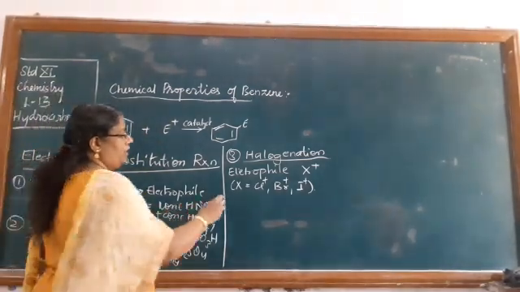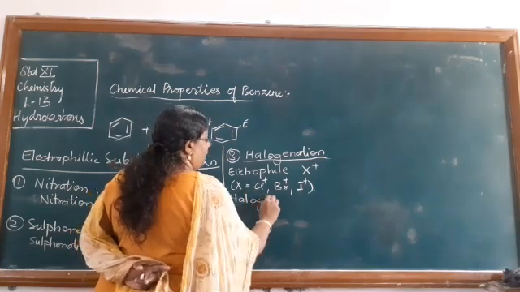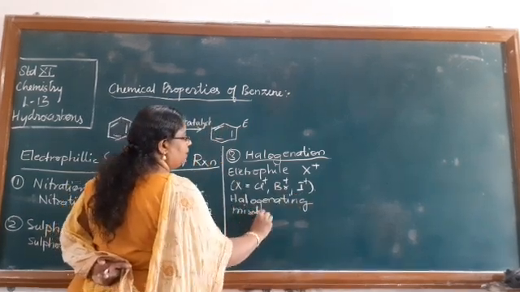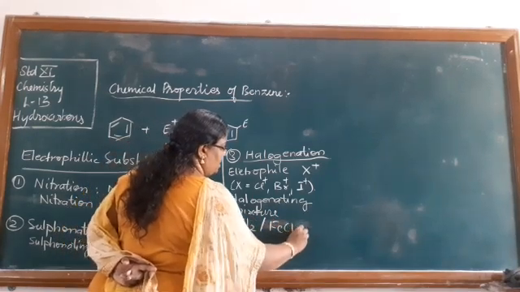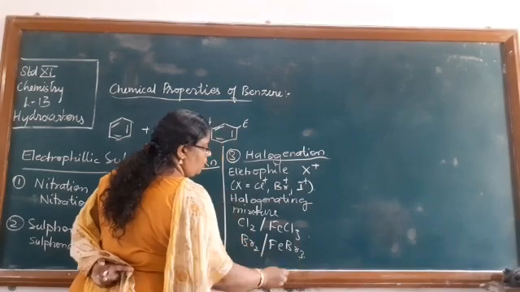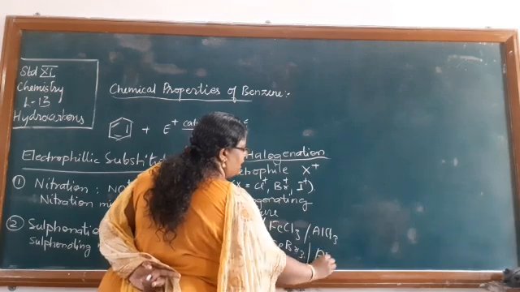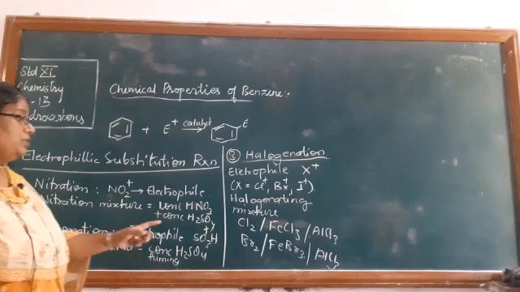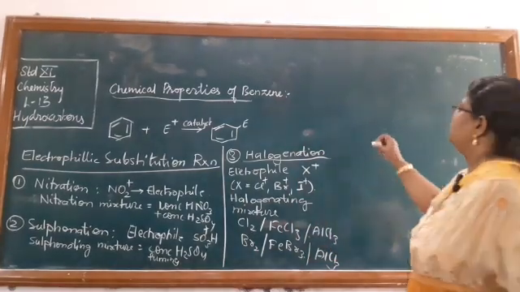So this is your electrophile, and which is the halogenating mixture? That is Cl2 with FeCl3 or Br2 with FeBr3, or in case of both of them you can also use AlCl3. So this is the halogenating mixture. It has to be carried out in presence of a catalyst. So this is the halogenating mixture, halogenation reaction.